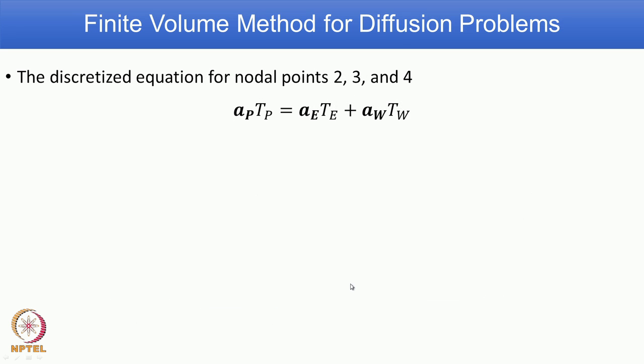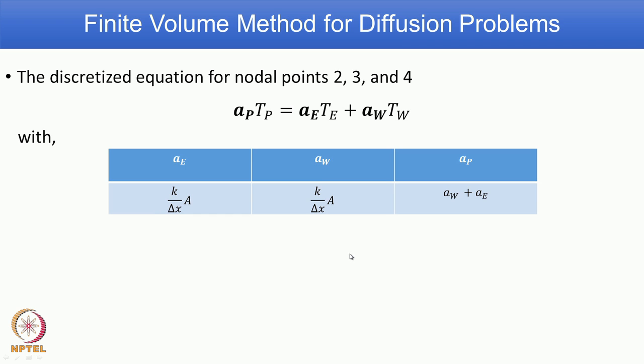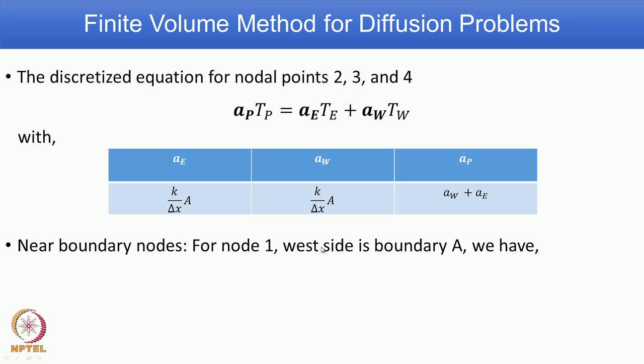Okay. The discretized equation for nodal point 2, 3, 4, and you get generalized form a_E, a_W, a_P. As mentioned before, it is K by delta x times A, K by delta x times A, and this is summation of other two coefficients. In this case, diffusion coefficient is constant, A is also constant, and delta x is also same. Hence, it happens to be a very, very simple case.